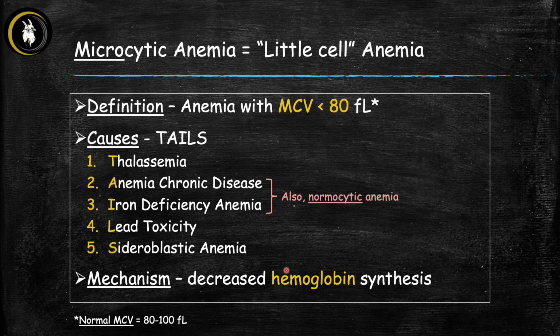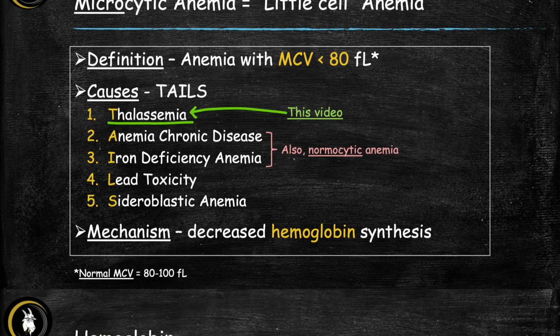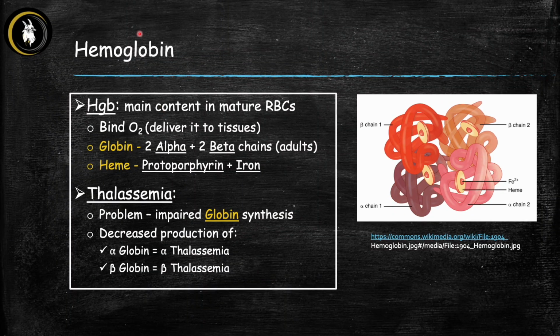Now, what's most important to know is that the underlying mechanism for all of these microcytic anemias, regardless of which one is the cause, is always going to be decreased hemoglobin synthesis. So regardless of what is causing the condition that's leading to microcytic anemia, the reason for the anemia is going to be a decrease in the synthesis of hemoglobin. And in this video, we're going to focus on thalassemia. So now let's learn a little bit about that hemoglobin.